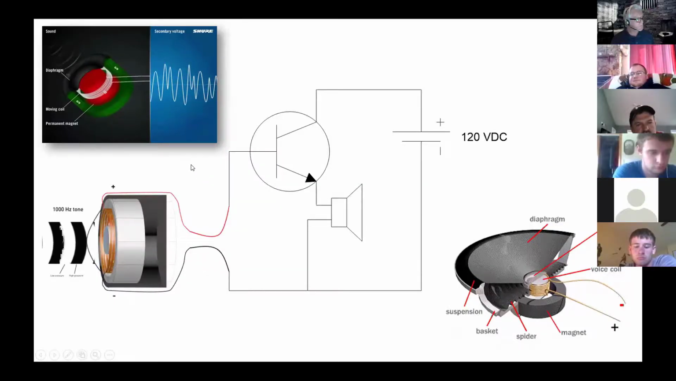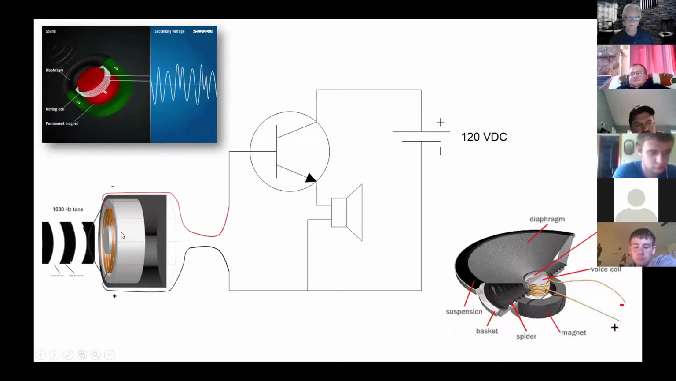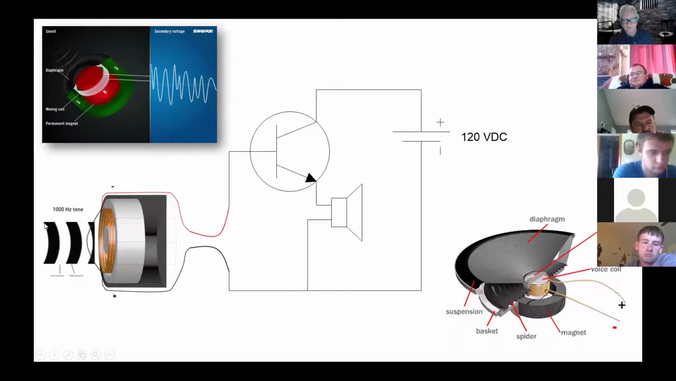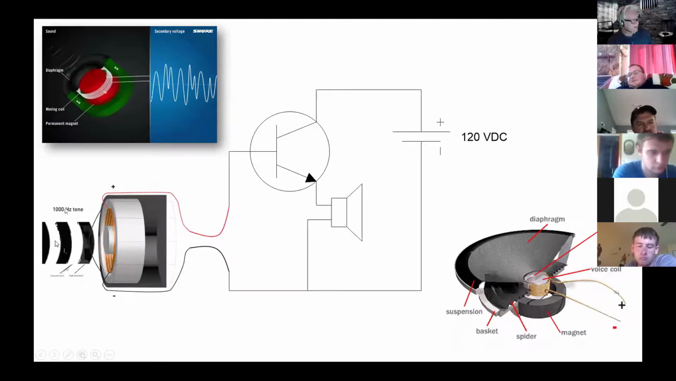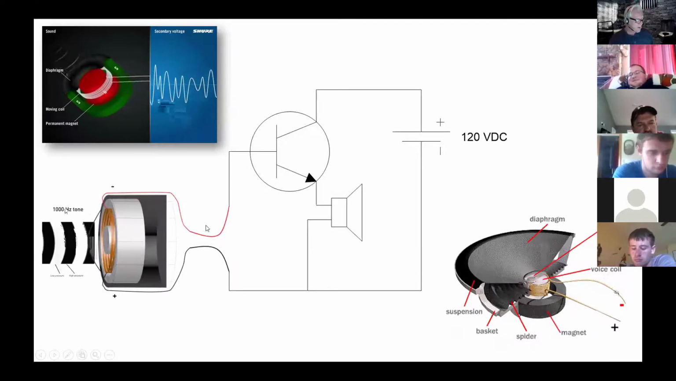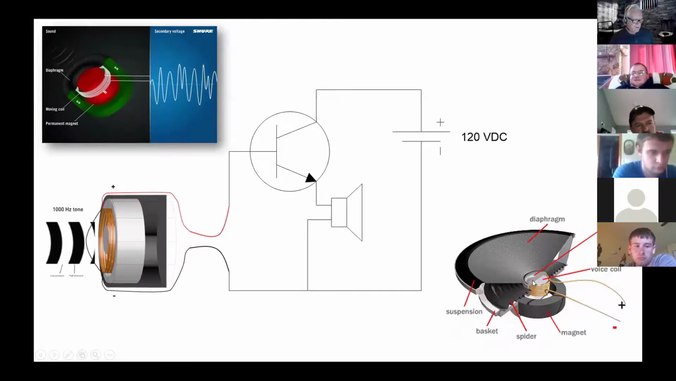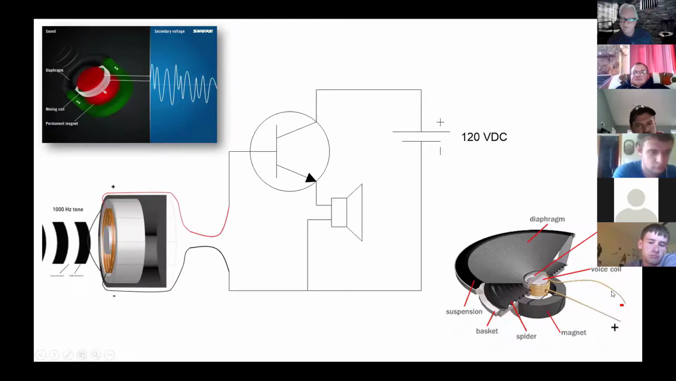I'm converting mechanical energy to electrical energy. This is a type of generator. This transducer is a type of generator because I'm converting mechanical energy to electrical. Now, here's a speaker on the output, and it works pretty much the same thing in opposite.